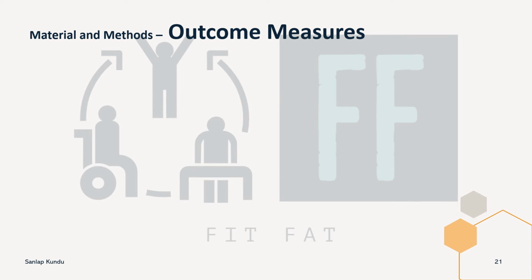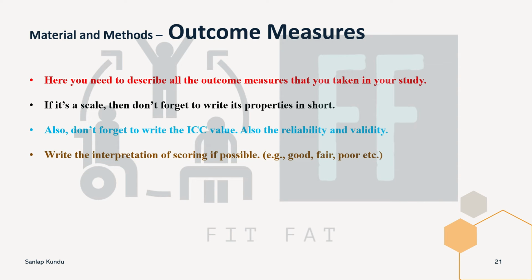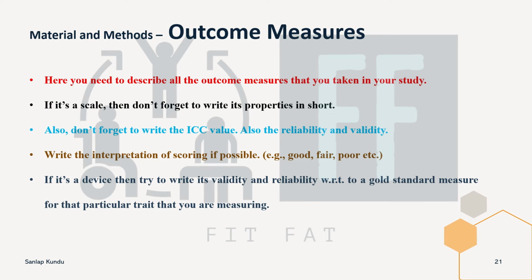Now, next in material and methods, the outcome measures. So here you need to describe all the outcome measures that you have taken in your study. If it's a scale, then don't forget to write its properties in short. Also, don't forget to write the ICC value as I mentioned earlier, and also mention the reliability and validity of that scale. Write the interpretation of the scoring if it's possible, like good, fair, poor, etc., depending on the scale. If it's a device, then try to write its validity and reliability with respect to a gold standard measure for that particular trait that you are measuring. Lastly, you need to mention at what timeline you are going to use the outcome measure.